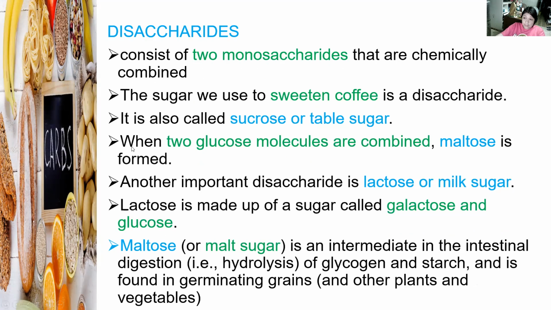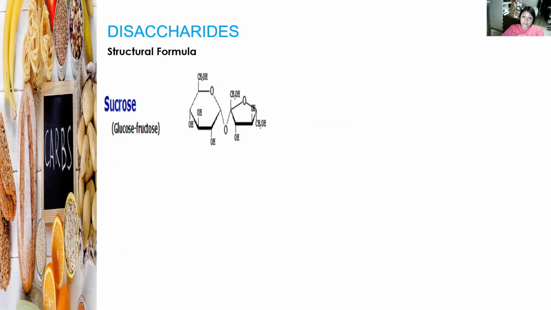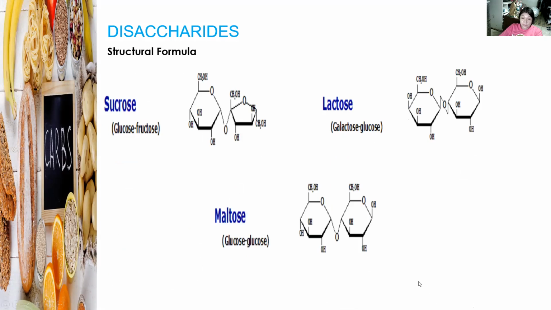Maltose or malt sugar is an intermediate in the intestinal digestion or hydrolysis of glycogen and starch and is found in germinating grains and other plants and vegetables. Here are the structural formulas of a disaccharide. Since sucrose is a combination of glucose and fructose, here is glucose and this is fructose. Lactose is a combination of galactose and glucose. This one is galactose and one is glucose. For maltose, which is a combination of two glucose monosaccharides, here are their structural formulas.